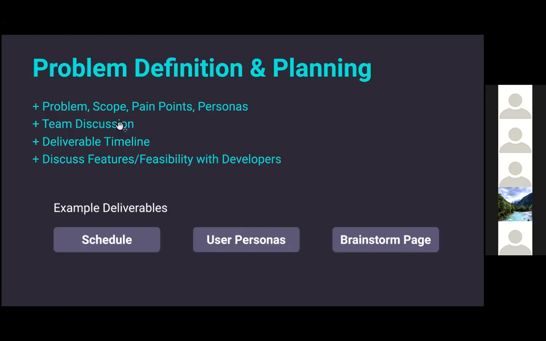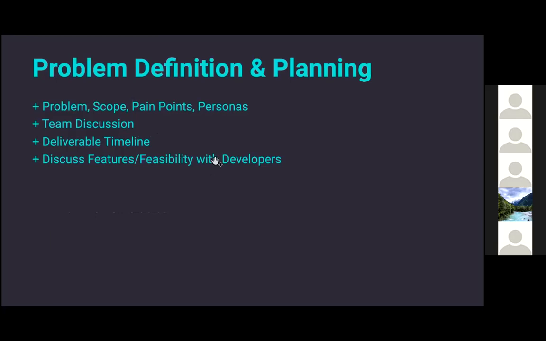Okay, so you have the problem scope, pain points, and personas. I should probably walk through those. So again, the problem for nwHacks and the other hackathons, generally they're open. We won't give you a problem. It's essentially, you have to pick a problem that you're passionate about to solve. That's usually the key. Of developers and designers, pick a problem that everyone wants to solve.